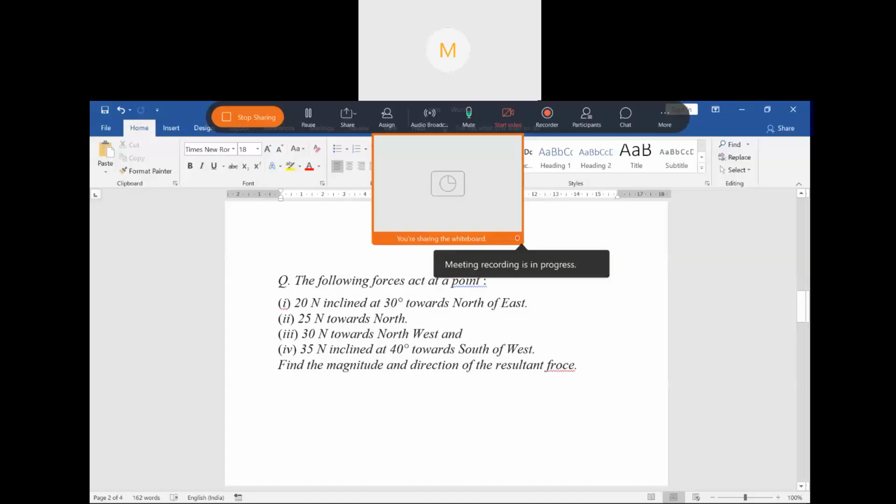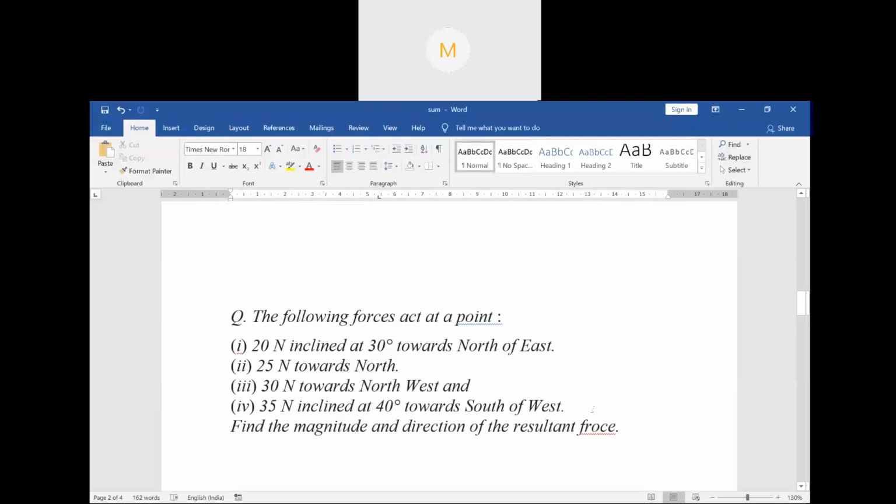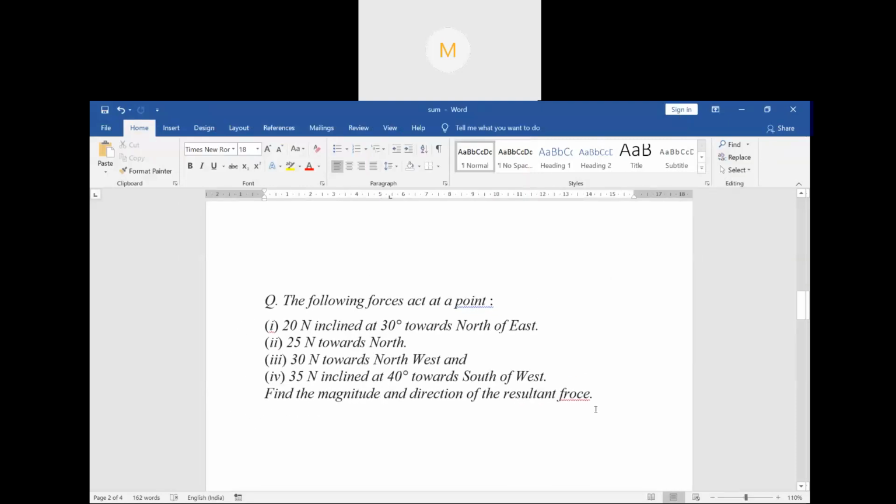Let us start with a numerical. I'm sharing my screen now. Just have a look at the numerical and try to solve it. It is the same type of numerical, just a bit different in manner. First of all, try to draw which one is north, which one is south, which one is east, which one is west, and then mark the forces. Is it clear?